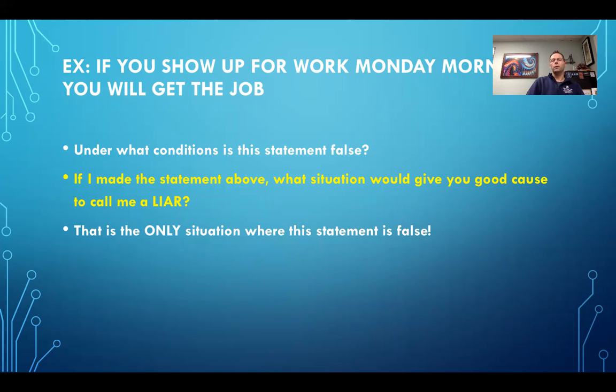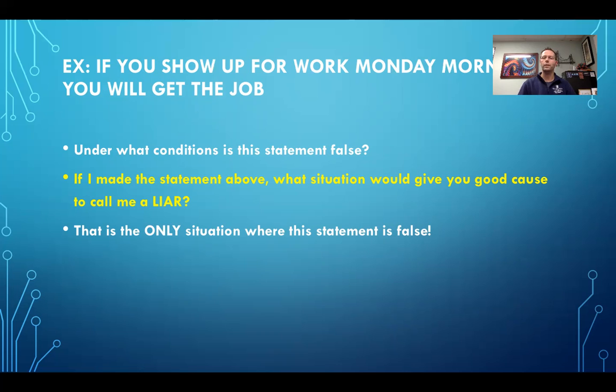Now, think about this. When would that statement be false? In other words, if I made this statement, if you show up for work Monday morning, you will get the job, what scenario would give you good cause to call me a liar? I think if you showed up for work Monday morning and I said, you don't have the job, you would be upset, right? You would call me a liar. In fact, you would say, but you said if I showed up for work, then I would get the job. So the only situation where the statement is false is when P is true, but Q does not follow. When the first part is true, but the second part is false.